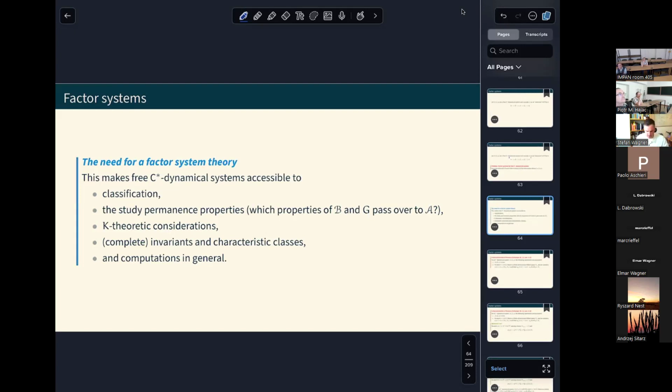Because we come back to this later. And then, of course, you would like to study permanence properties. So you have properties on B and G, and you would like to pass them over to A. This is also something that I would like to discuss later.